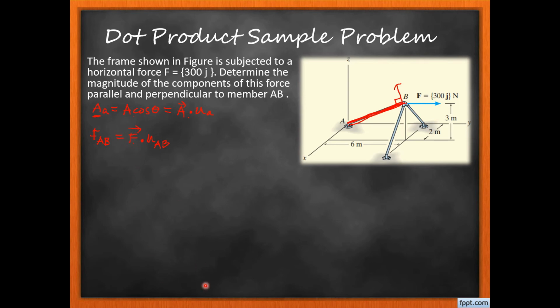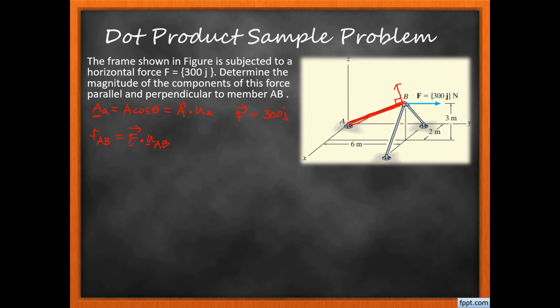Meron na tayong vector F. So yung vector F natin ay equals to, in Cartesian vector form na agad siya. So meron tayong 300J, so hindi na natin poproblemahin dito. Ang poproblemahin na lang natin is the unit vector along line AB. So ano yung unit vector along line AB natin?